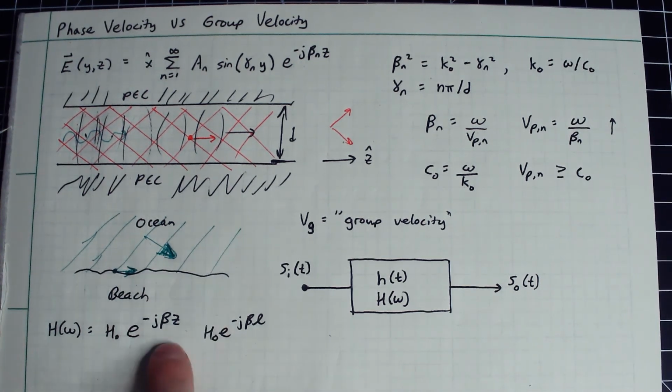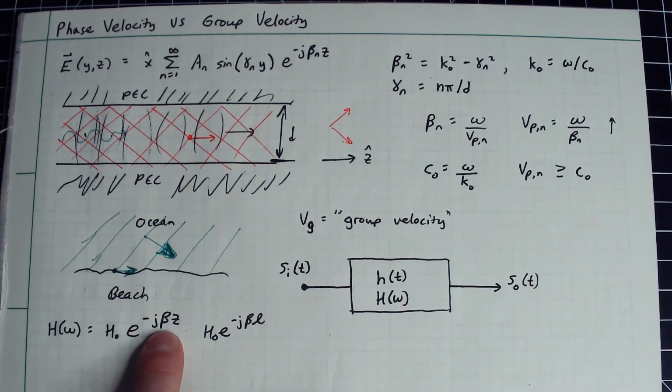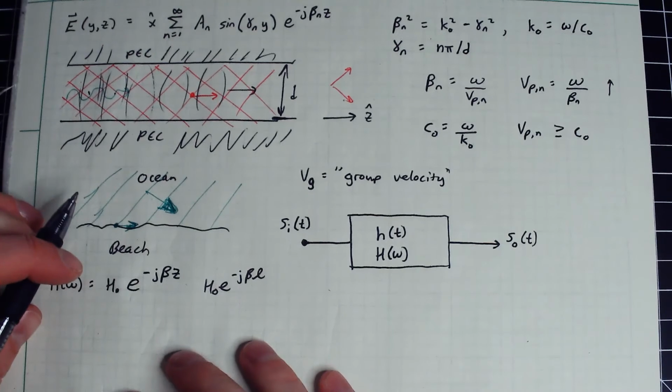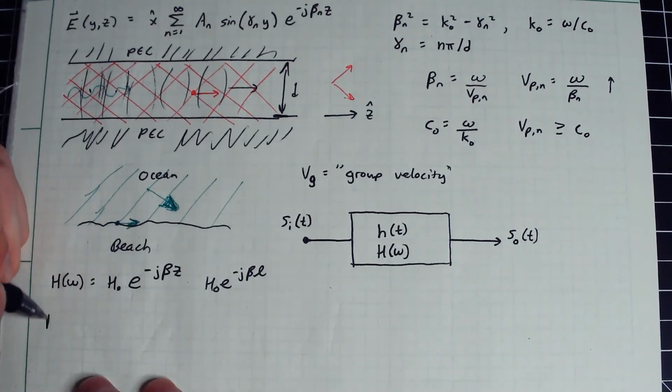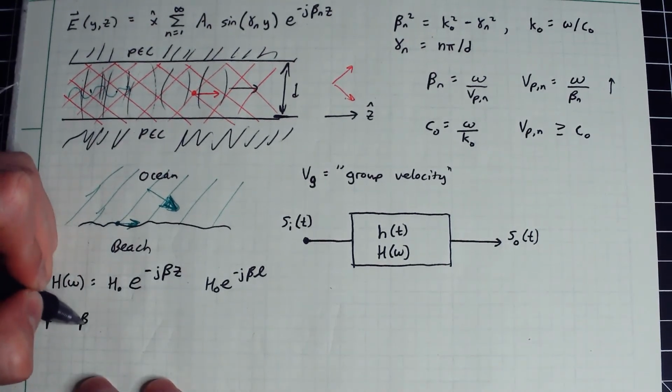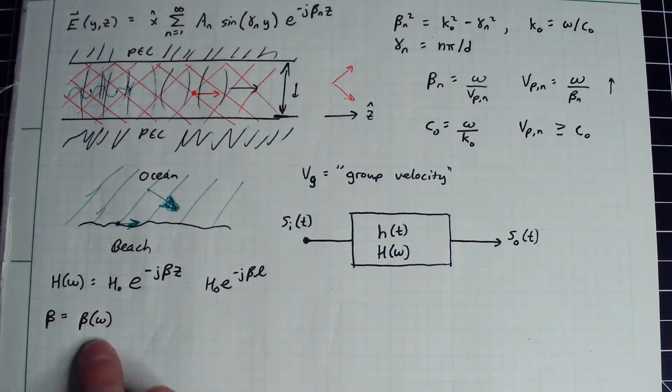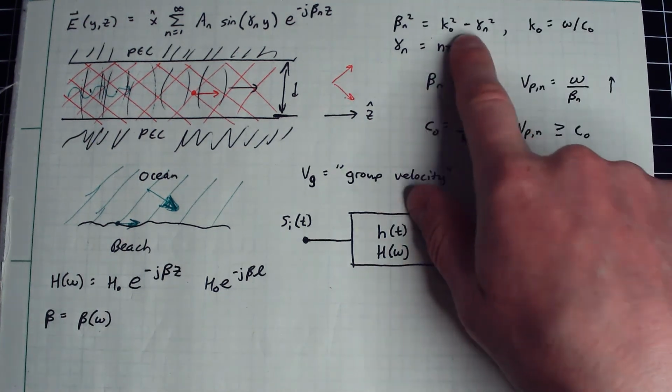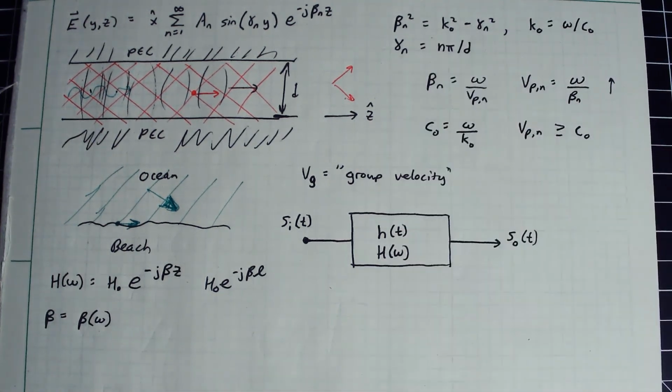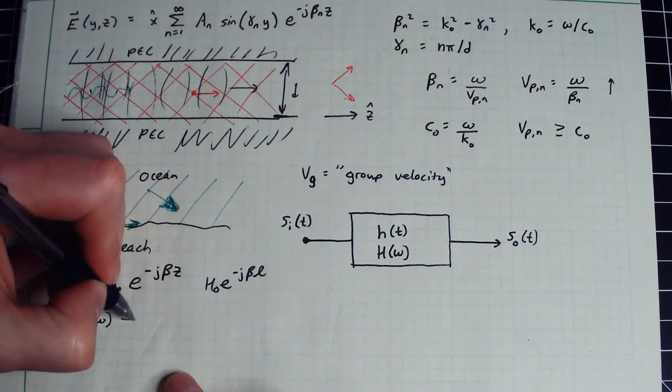So remember, however, this propagation constant is not exactly a constant at all. In reality, in fact, beta is a function of omega. So it's not constant. It will change depending on my frequency of excitation, which we can see right here in this relationship. So we'll write this out now.